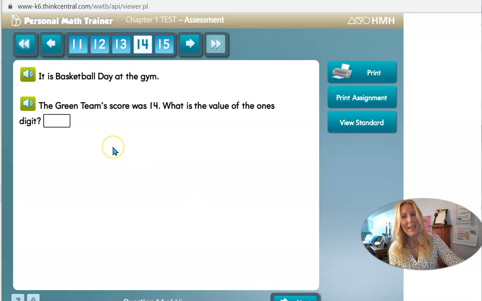Next question. It's basketball day at the gym. The green team score was 14. What is the value of the ones digit? So if I have 14, where is the 4? In what place?